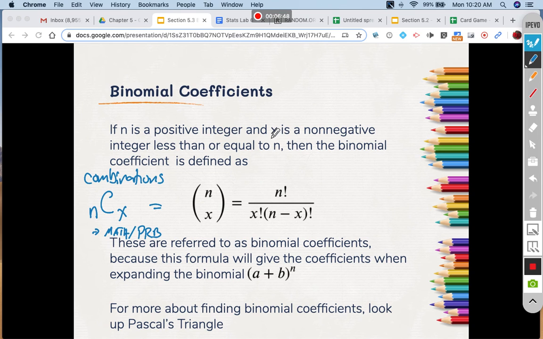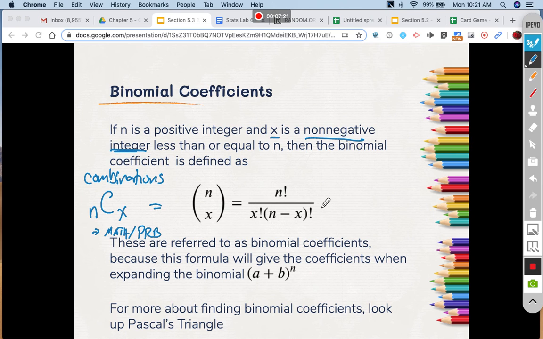So with this, we need to say x is a non-negative integer, but it has to be less than or equal to n. This idea of n choose x is the way we often say this: I have n items and I want x of those items. And that gives me my combinations here. We can calculate that as n factorial over x factorial times n minus x factorial.